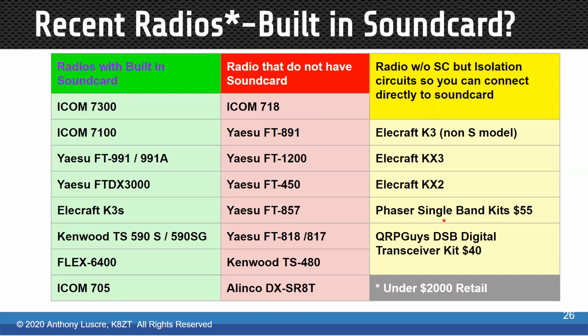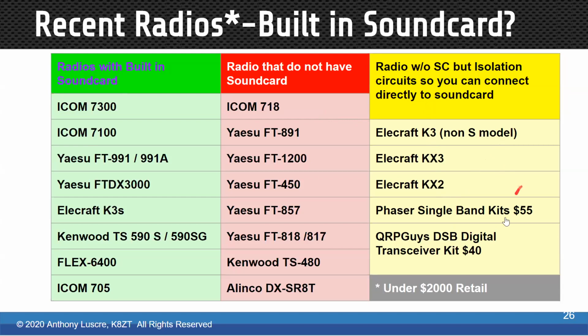The radios in the yellow column are radios that don't have a sound card built into them, but they can connect directly to a sound card in your computer without any type of interfacing. You don't need to have a separate interface. Just connect the audio cables to an existing sound card and you're ready to go.